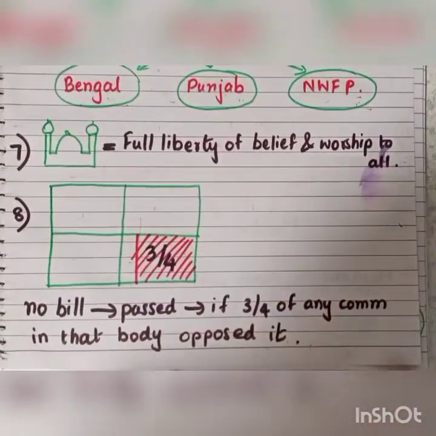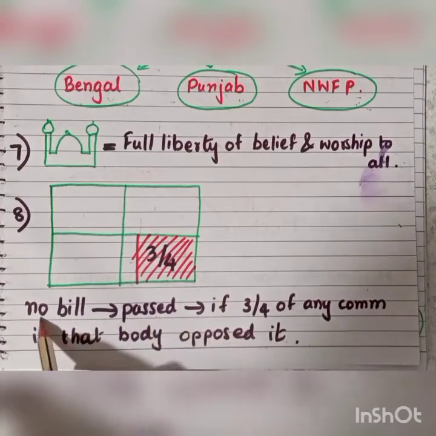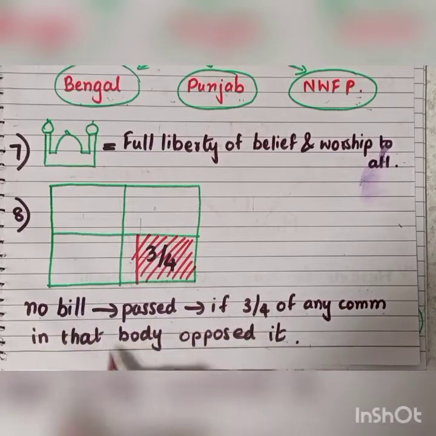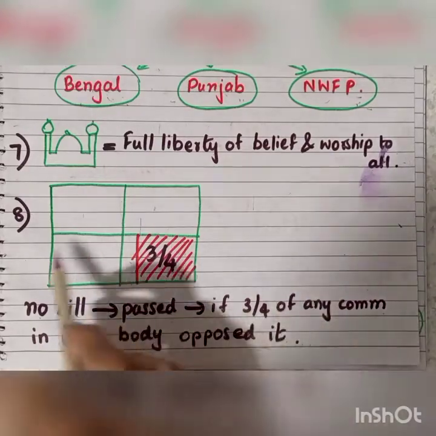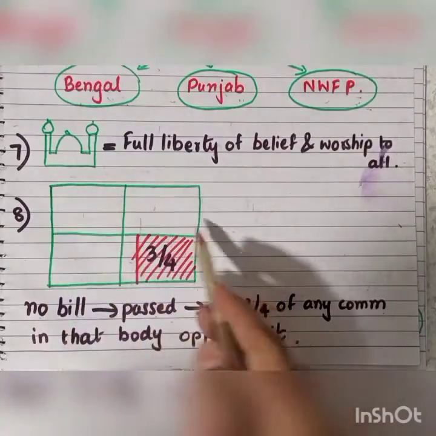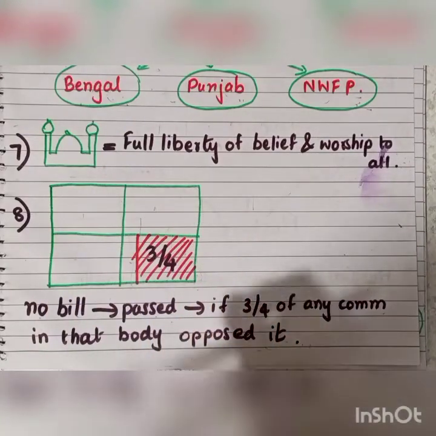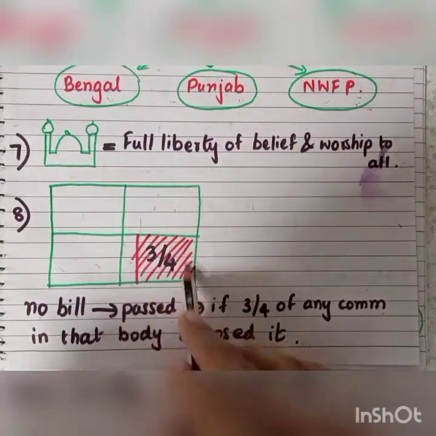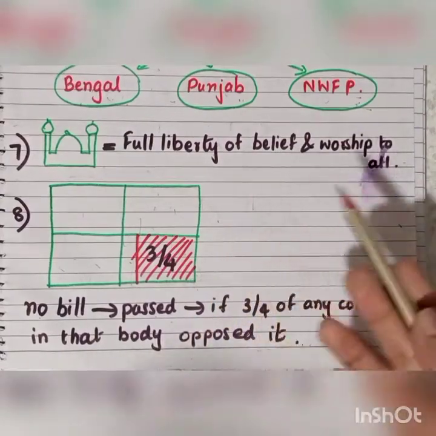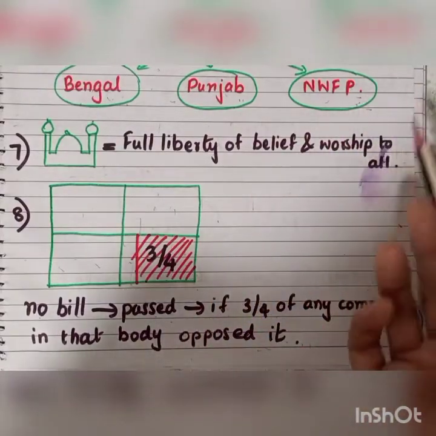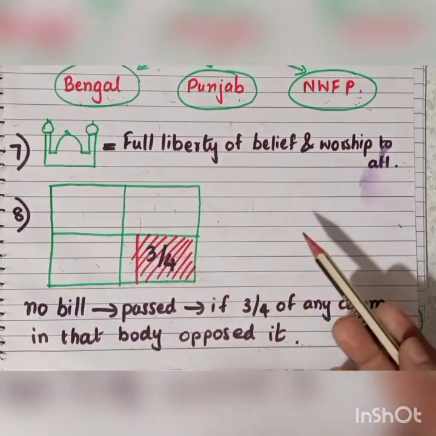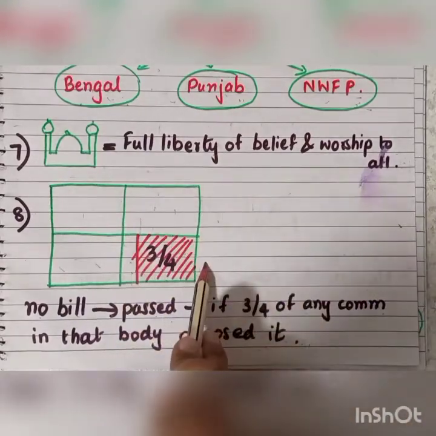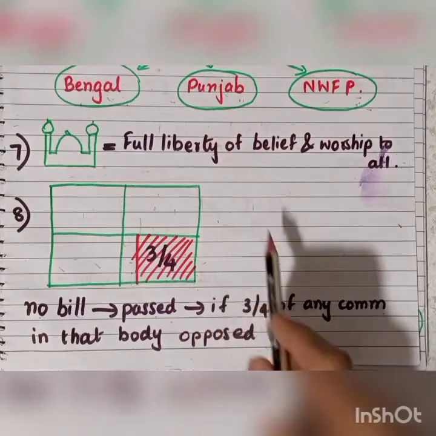And the eighth point said that no bill, no law shall be passed if three-fourths of any community present in that body oppose it. For example, let's say it's a local body, and there are four communities sitting in that local body, and three-fourths of just one community is against a law that is being introduced. If three-fourths of any community present in that body goes against that law, which is under discussion, then that law will not be passed.